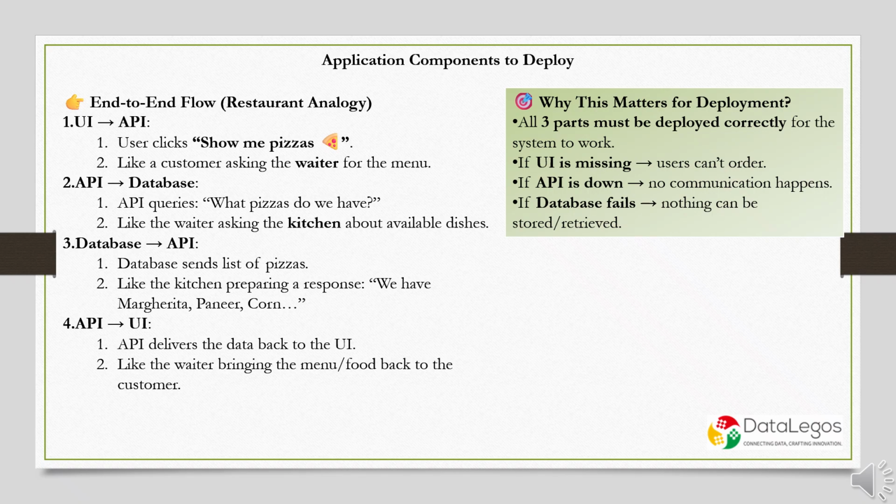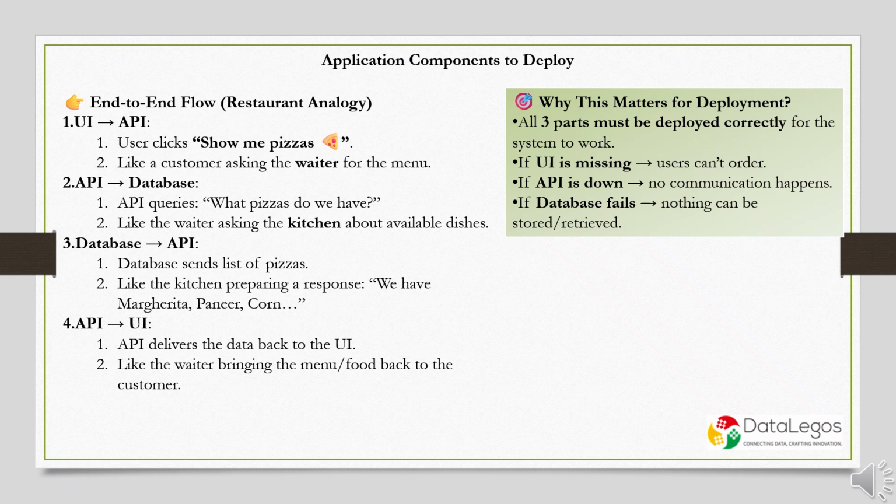API to UI. Finally, the API delivers the list back to the UI. Just like the waiter bringing the menu or food back to the customer. And that's the complete end-to-end flow. UI, API, database, API, UI. Every piece plays a role, just like in a restaurant.